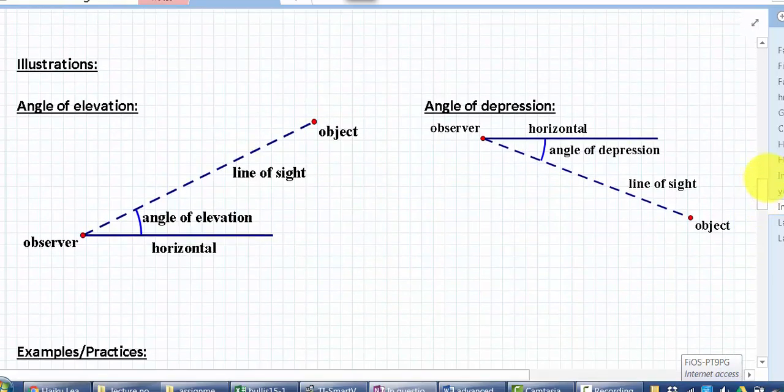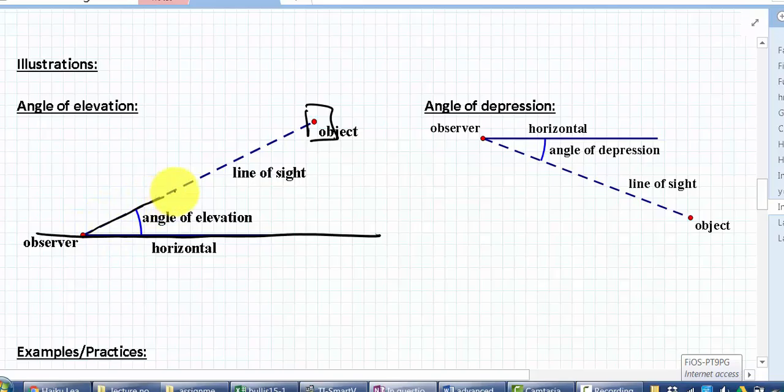So right here, you see an angle of elevation. You have an object right here, which is above the horizontal. This is your horizontal. And that right here is the line of sight, is you looking at the object. That's the line of sight. So the angle of elevation is the angle between the line of sight and the horizontal. Right here, that's an angle of elevation. And an angle of depression is an angle between the horizontal again and the line of sight of the object. This time the object is below the horizontal.